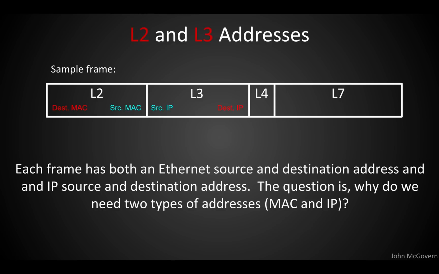So let's talk about addressing. In our previous video, we talked about addresses, but we just used A and B and C. In this video, we'll really dive in and talk about what those addresses really are in modern networks. We said Ethernet is the dominant layer 2 address, and IP addresses have really won the role of the layer 3 address. But the question is, why do we need two types of addresses?